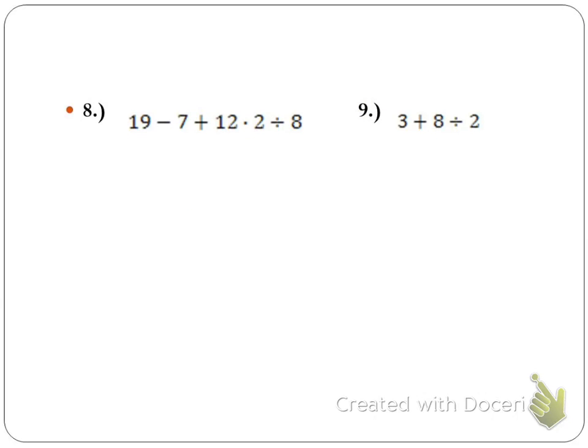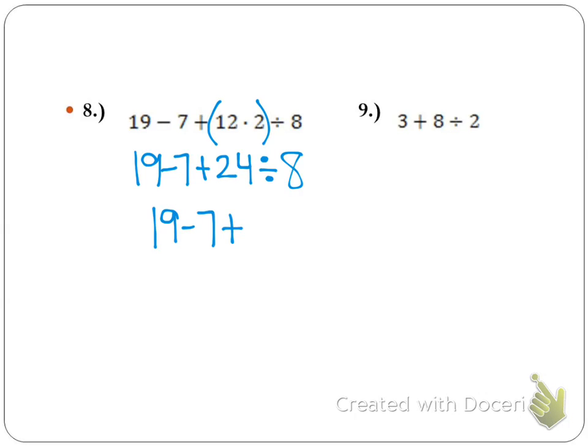No grouping symbols. We look for multiplication and division first. I see some multiplication here. I copy down the rest of the problem the same. And I replace 12 times 2 with a 24. Alright, next we scan through again and we see we've got some division on the end.